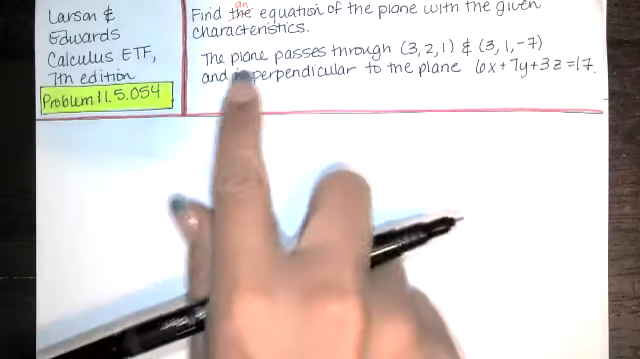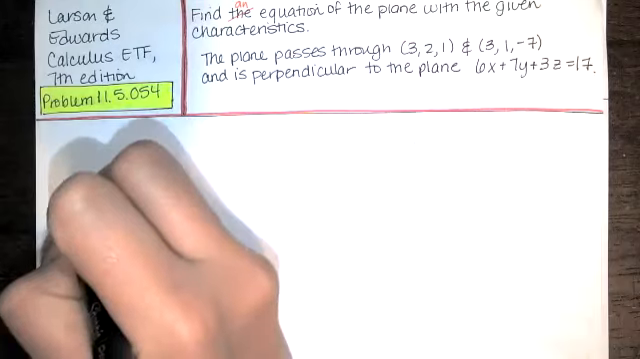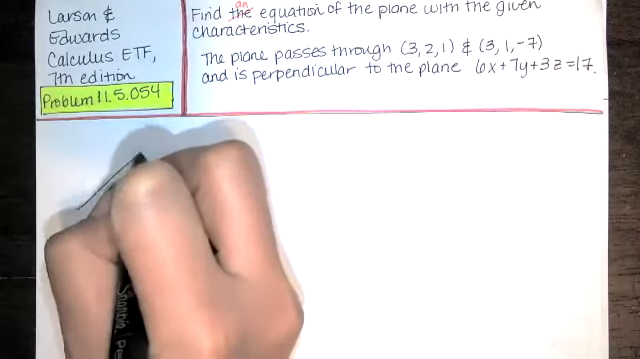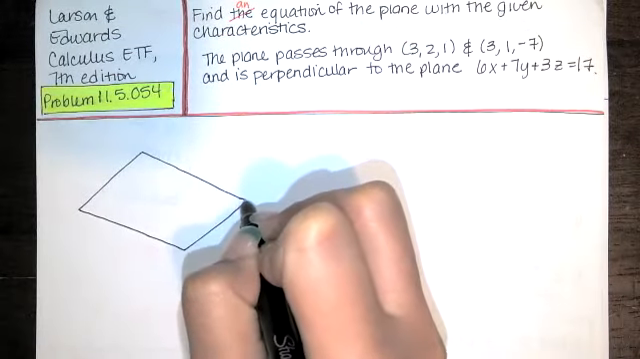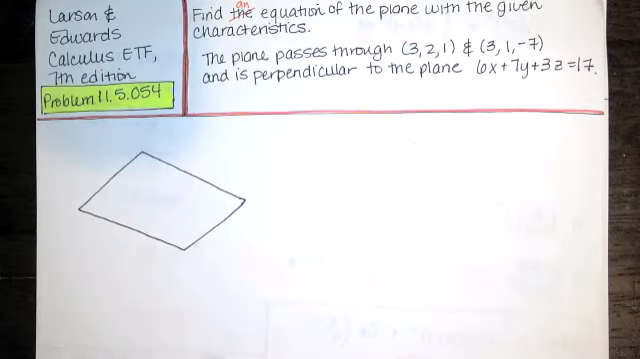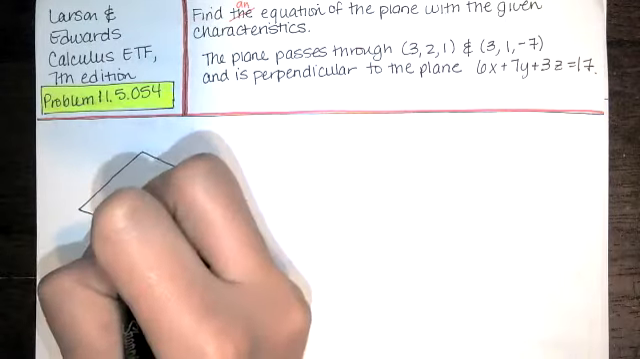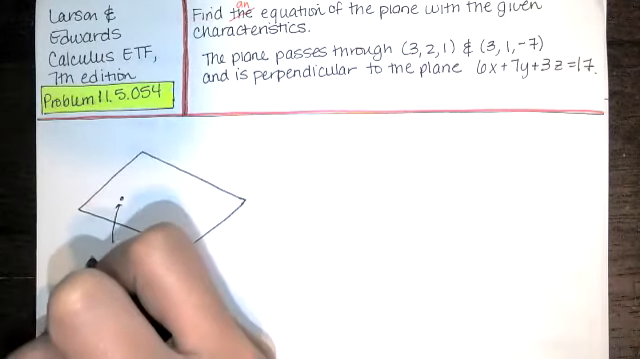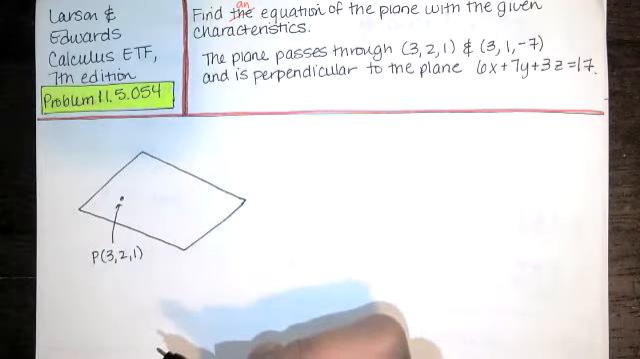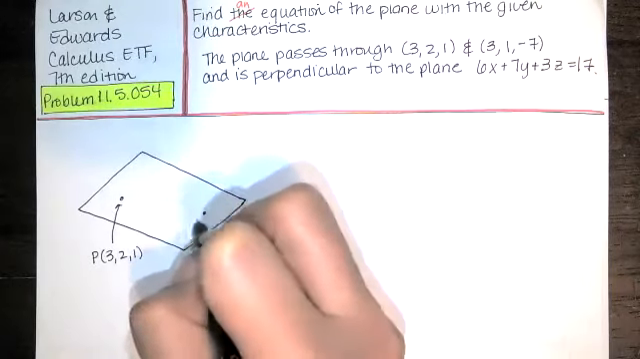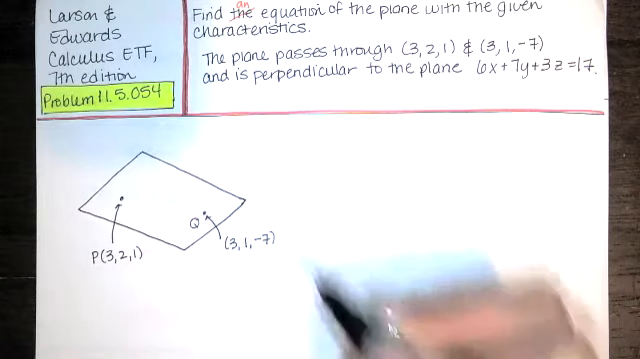Okay, so we want a plane that has these characteristics. It passes through these 2 points. Now, it's hard to draw a plane in 3-dimensional space, so I'm going to draw a little cartoon of a plane. And of course, we're imagining that this goes off in all of the directions. It extends, but I'm just drawing part of it here. And we'll say that this point is the point P. That's how I'll choose to label it, with coordinates 3, 2, and 1. And this is the point Q, also in the plane, and that has coordinates 3, 1, and -7.